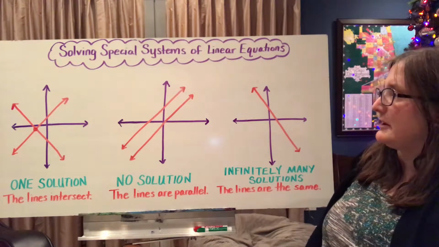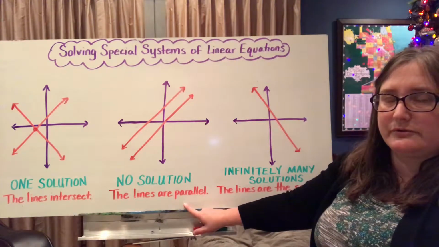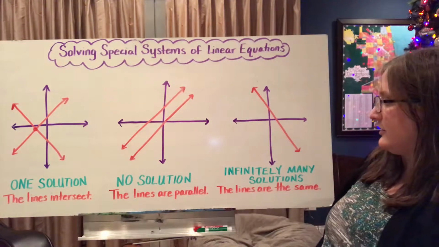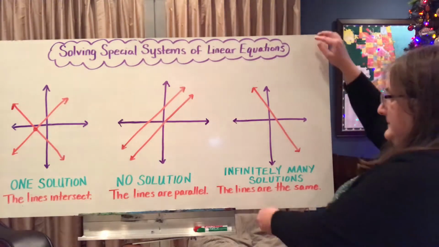So we've got some special systems of linear equations. We can have parallel lines, which have no solution, and we can have lines that are the exact same line and have infinitely many solutions.